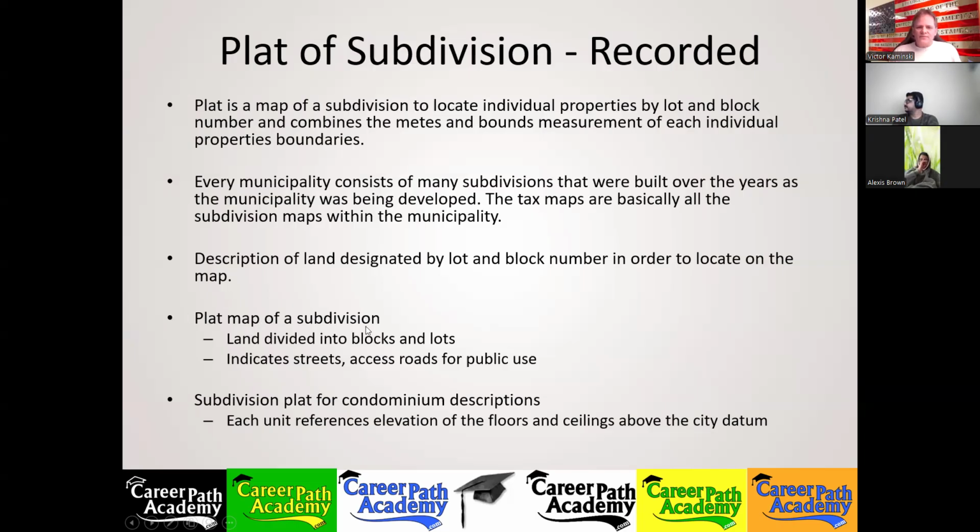A plat map of a subdivision, that's land divided into blocks and lots, indicates the streets, access roads, and public use or not. A subdivision plat for a condominium description, each unit references elevation of floors. Because depending on the type of architectural style of that condominium, you may have one unit above another.